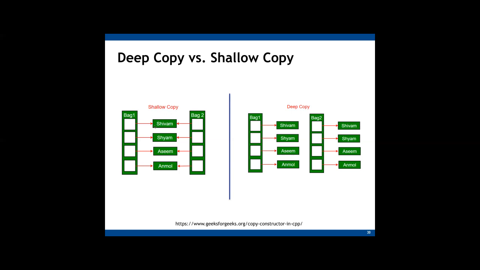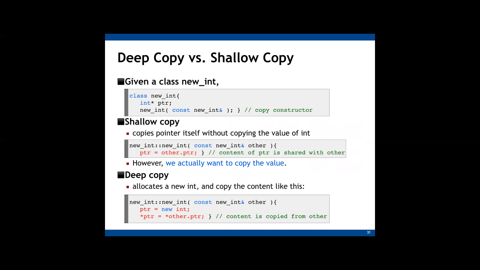But for shallow copy, because they share the same memory locations, if you change the value through this pointer member variable from bag1, it also affects bag2 as well. So that's the difference between shallow copy and deep copy. Okay, so let's compare the deep copy and shallow copy using a demo code.